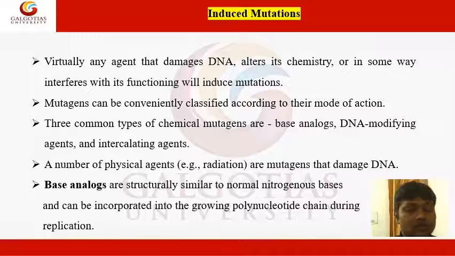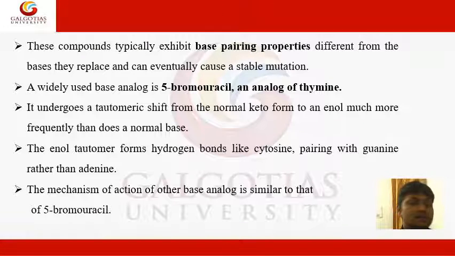Base analogs are structurally similar to normal nitrogenous bases and can be incorporated into the growing polynucleotide chain during the replication process. These compounds typically exhibit base pairing properties different from the normal bases, and can eventually cause stable mutations.